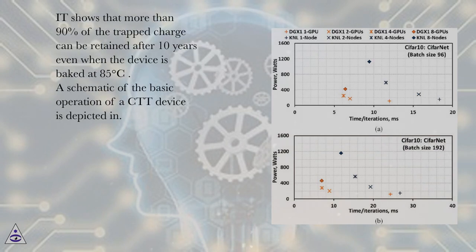It shows that more than 90% of the trapped charge can be retained after 10 years even when the device is baked at 85 degrees Celsius. A schematic of the basic operation of a CTT device is depicted in the figure.